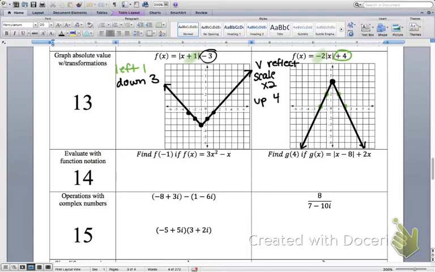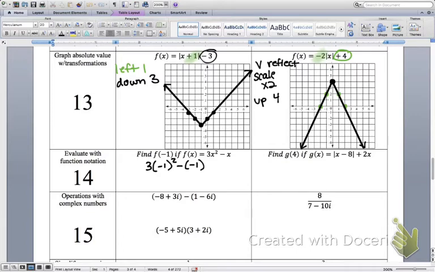Number 14 should be very, very familiar. It is a mastery topic for Algebra 1 and Algebra 2, so you guys should be pros at it by now. It's function notation, so we're plugging in -1 every time we see an x. Use parentheses, especially when you plug in a negative.